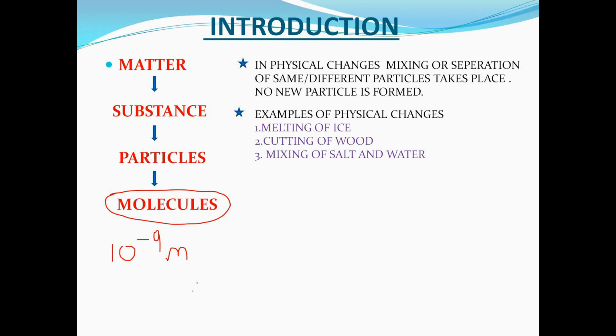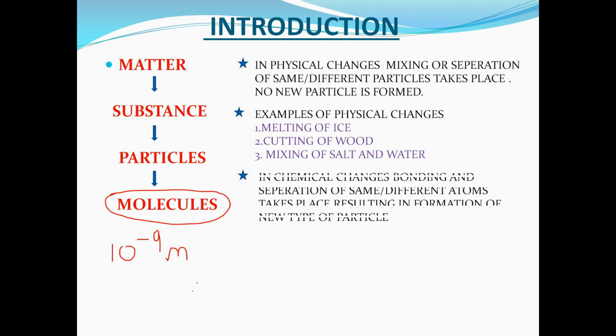Let us move forward and try to understand what are chemical changes. In chemical changes, bonding or separation of the same or different atoms takes place, resulting in the formation of a new type of particle. In chemical changes, the bonds are either made or broken between the atoms so that there is a formation of a new type of particle.